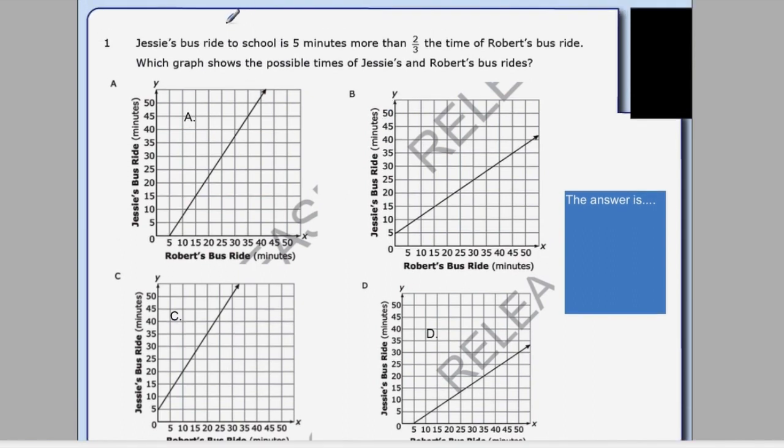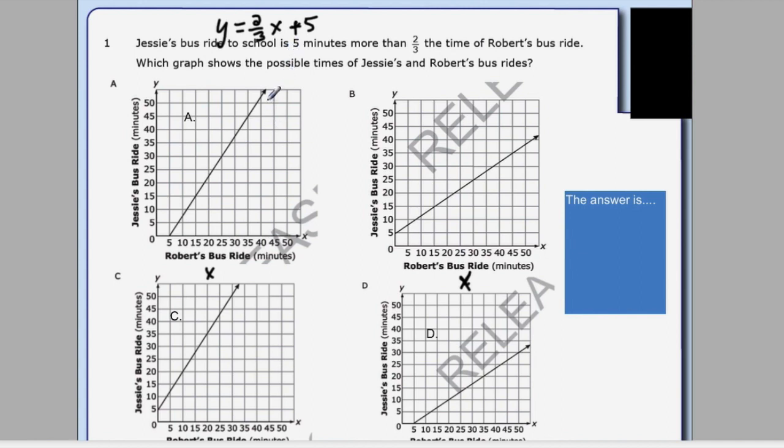So that means if you could set up an equation where y equals something, that would look like y equals mx plus b, which is what you're used to. So Jesse's ride to school is 5 minutes more than 2/3 the time of Robert's bus ride. Well, Robert's bus ride would stand for x in every single one of these. So 2/3 of that x plus a 5 would give you the relationship between Jesse and Robert's bus ride.